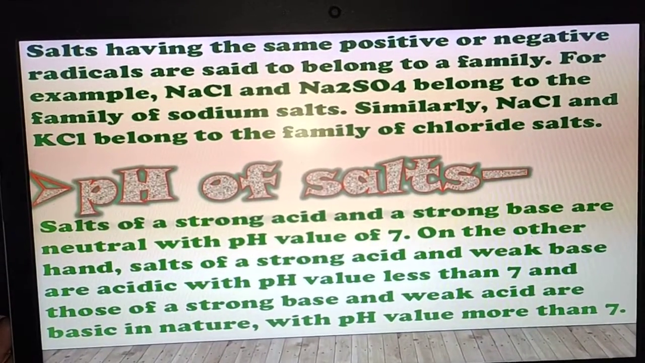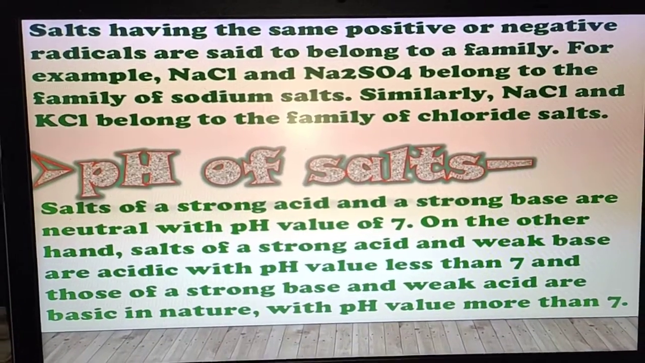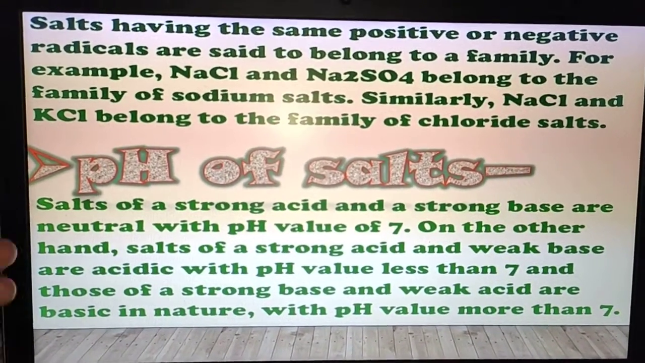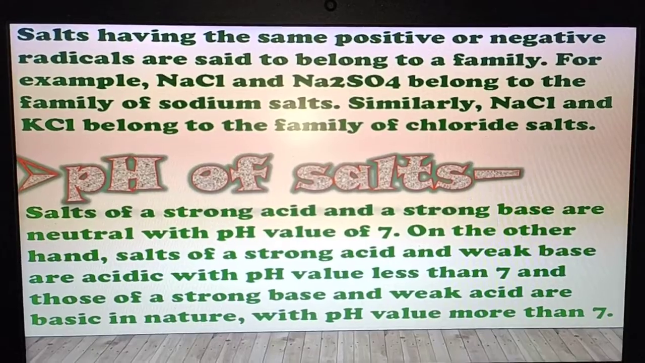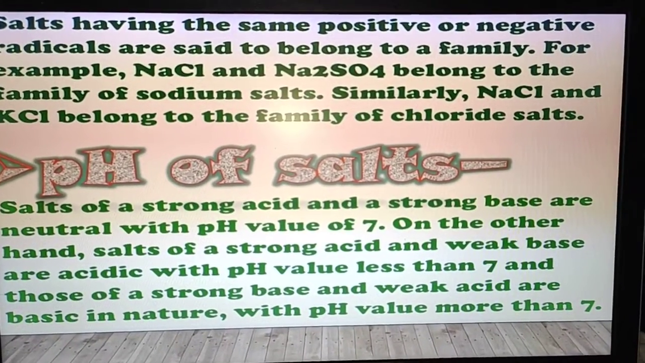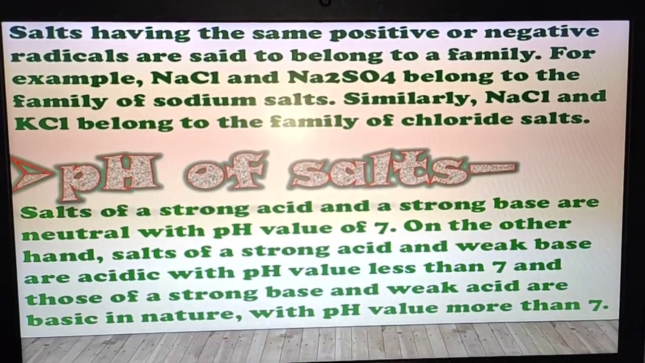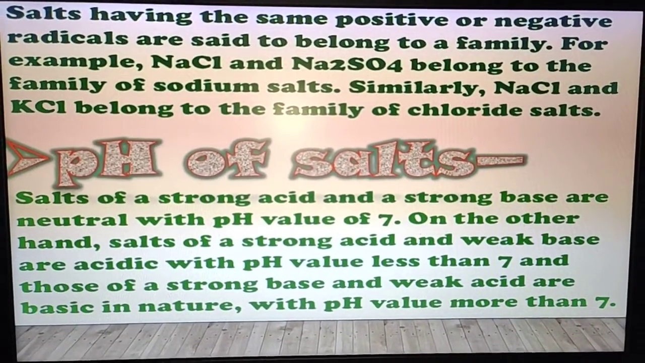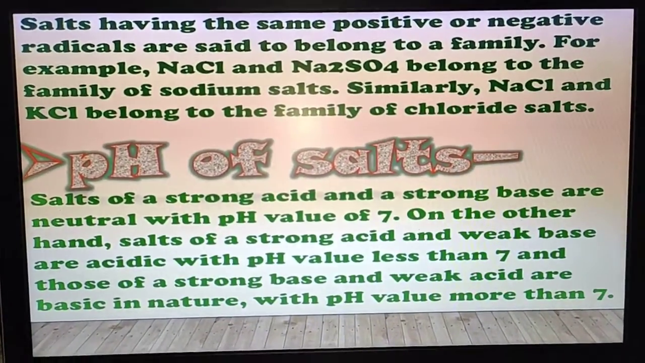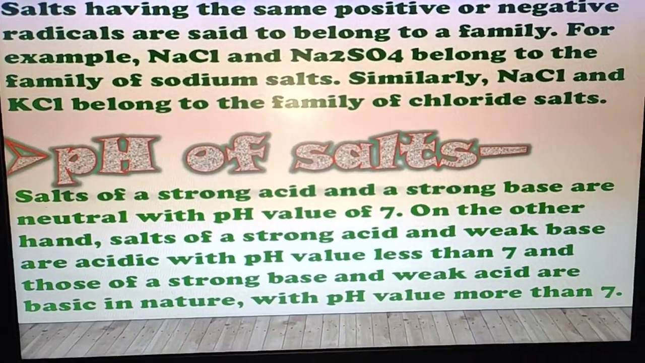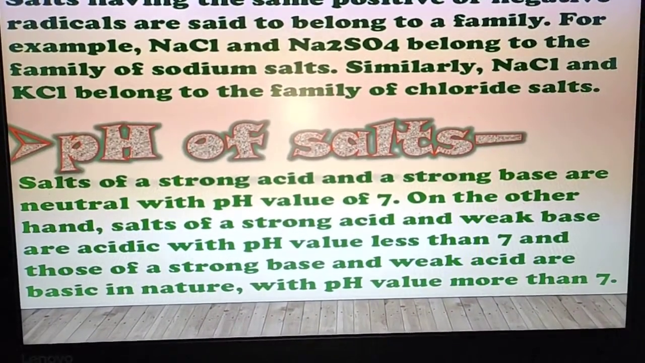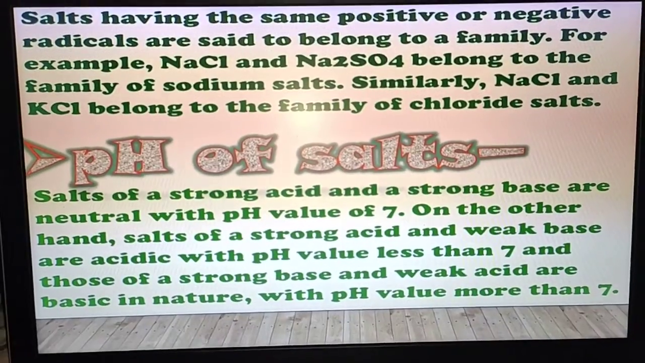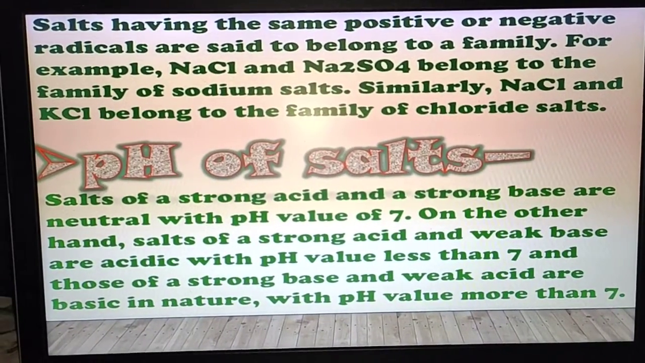For example, NaCl, Na2SO4. So NaCl consists of Na+ and Cl-. Na2SO4 consists of Na+ and SO4 2-, and belongs to the family of the sodium salts. So here we are dealing with the same metal, sodium. So here are the sodium salts. Similarly, NaCl and KCl belong to the family of chloride salts. So here the common ion is chloride, Cl-. So both belong to the chloride salts.